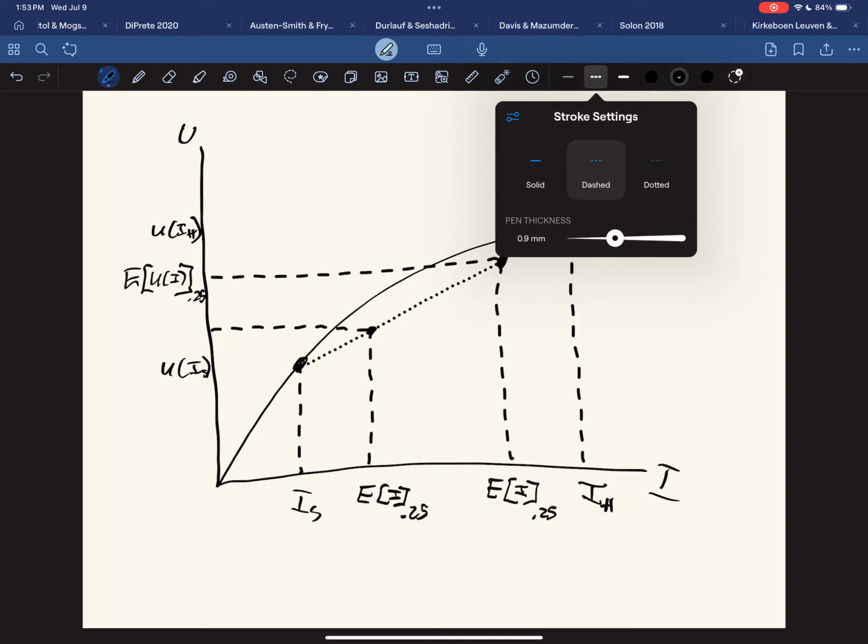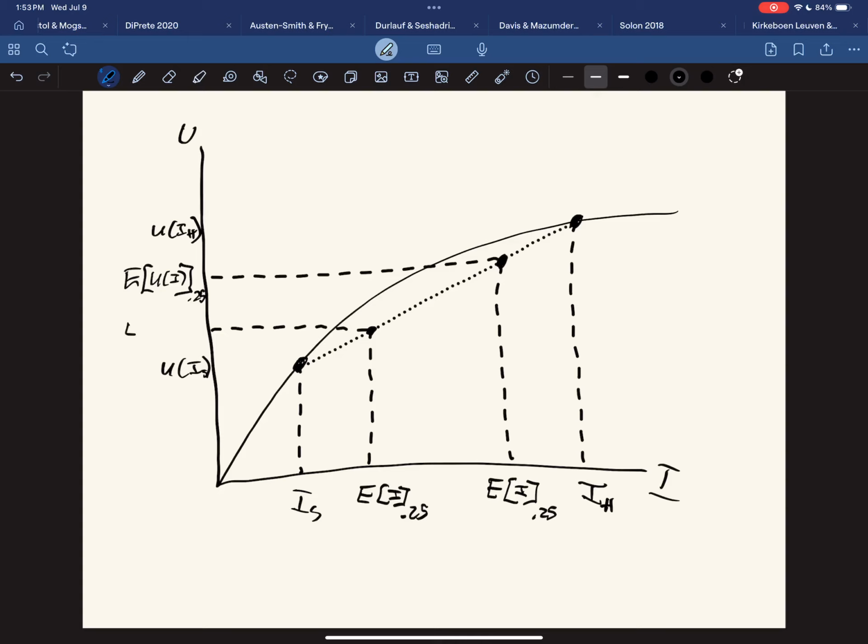All right, it's going to be this. So EU(I) at 0.75. Sorry, that should be a 0.75. So this is if there's a 75% chance of getting sick. This is my expected utility, right?